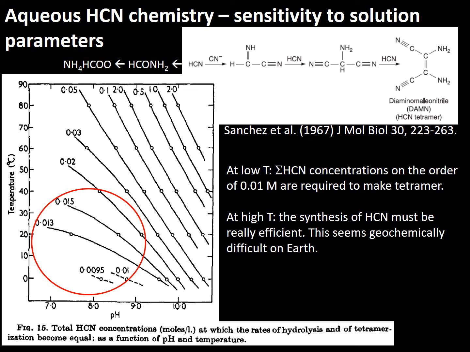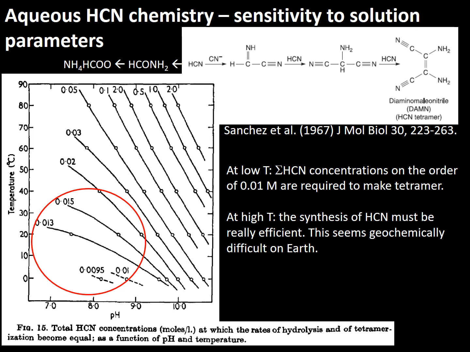So they made what I think is a very clever plot, which really demonstrates the interplay of concentration, temperature, pH, and competing reactions on the overall outcome of systems. And what this plot is showing is a series of concentration isobars where the rate of hydrolysis and the rate of tetramer formation are equal, as a function of pH and a function of temperature. So if you have fairly high concentrations of starting hydrogen cyanide, you get some boundary condition where the rate of hydrolysis and tetramerization is equivalent as a function of pH.